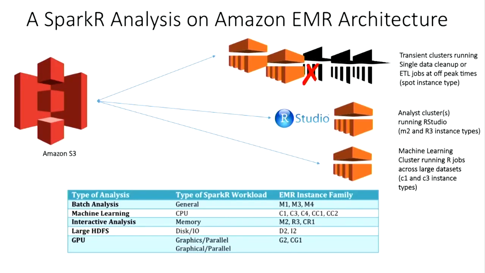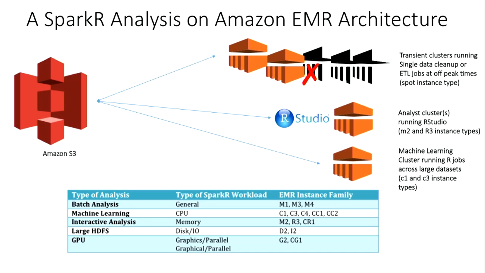So let's look at that in the context of how it would work if you're doing a SparkR analysis. There's probably 3 different types of clusters you could have. You might start with a bunch of transient clusters that might be running spot instances that are just generalized compute. They're going to come in, take your raw log file, take your raw data, whatever it happens to be, and then do a bunch of aggregations, a lot of data cleanup. And then you can put that data back into S3, and then take those clusters down.